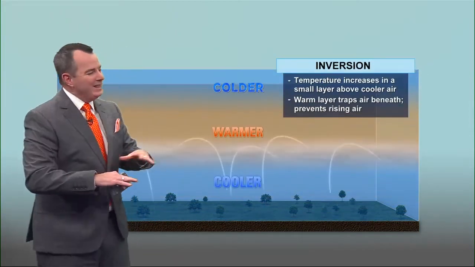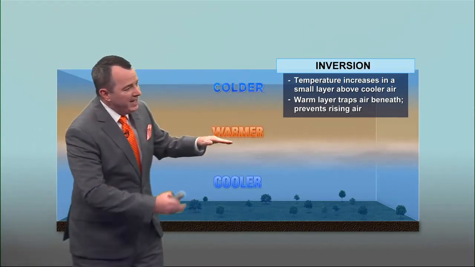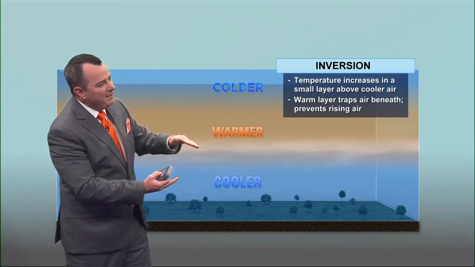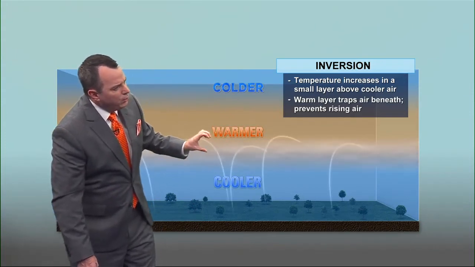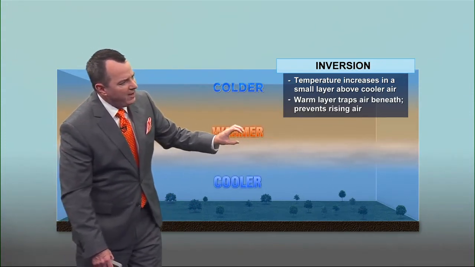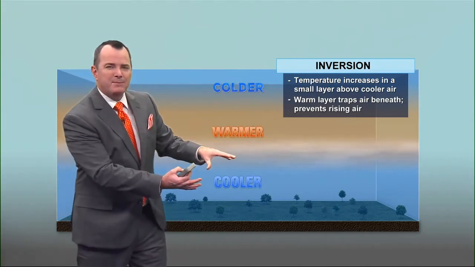Here in East Tennessee, though, a lot of times we get what's called an inversion. It's a temperature inversion. Basically what happens is temperatures increase in a kind of a small layer above this cooler air. So you kind of get that warm layer of air there. And what it does is it traps air beneath it.